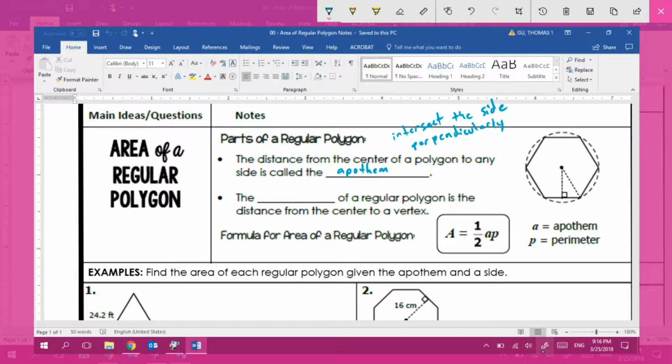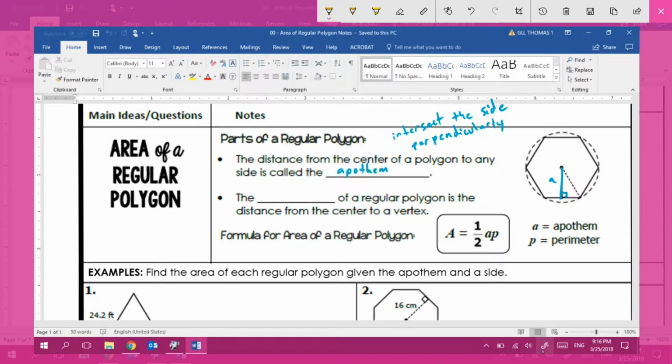So look at the picture on the right over here. You see the two dotted lines? There's one going straight up and down and one that's diagonal. Which one of those do you think is the apothem? If you said the one going straight up and down, then you're right. Get a high five. Yeah, because that intersects perpendicularly and it's going from the center to the side. So I'm going to label that A with the apothem.